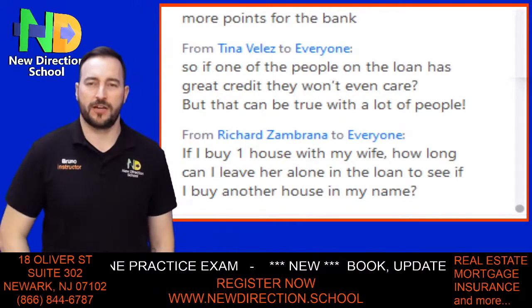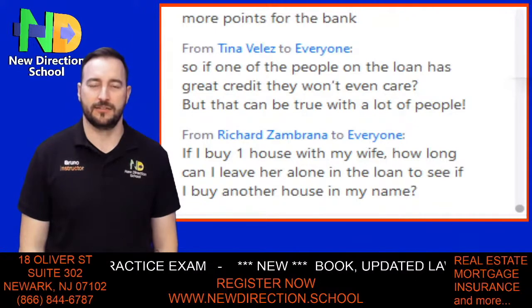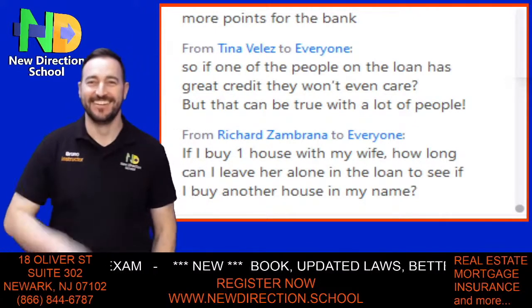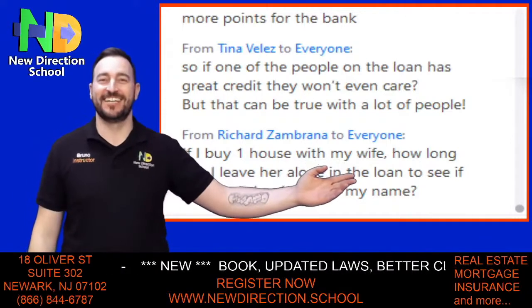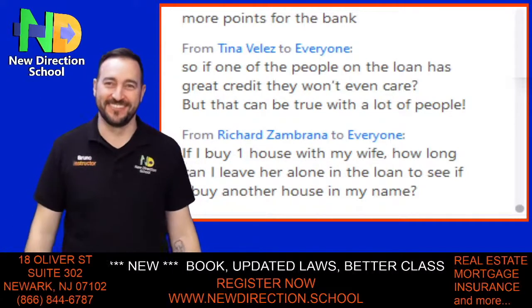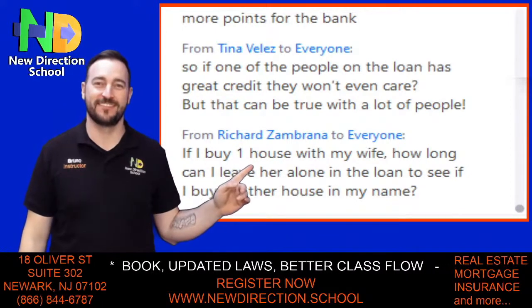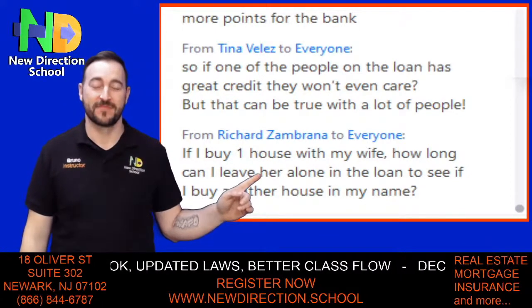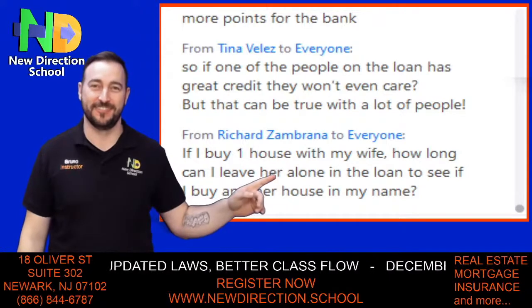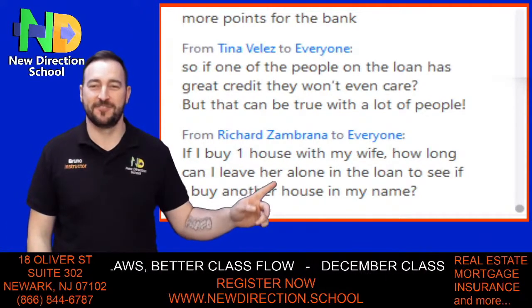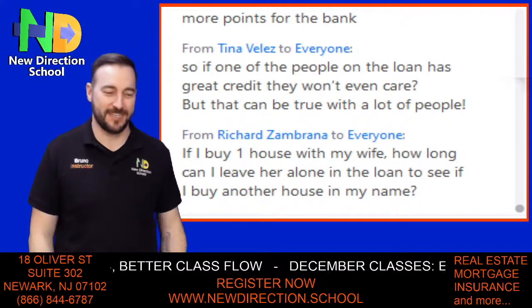Richard, if I buy one house with my wife, how long can I... oh, in the loan. Okay, sorry, I didn't read the rest. Like, how long do I need so I can get rid of her, leave her alone? Okay, I'll buy her a house. I just want to get rid of it. You saw that, Jackie? Read that, Jackie. He wants to buy a house and then just leave you alone. That's it. Anyway. So how long can I leave her alone in the loan to see if I can buy another house in my name?